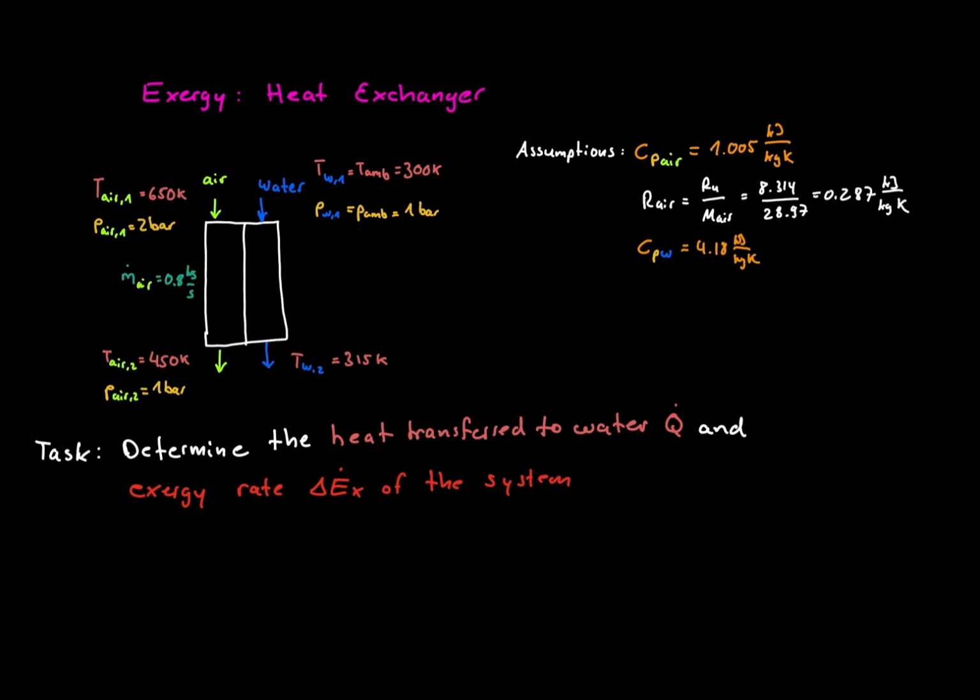The water enters at ambient conditions, so the water inlet temperature is 300 Kelvin and the inlet pressure is 1 bar. The water temperature increases by 15 Kelvin, so the outlet temperature of the water is 315 Kelvin. We assume the heat exchanger is adiabatic toward the environment and there is no shaft work.